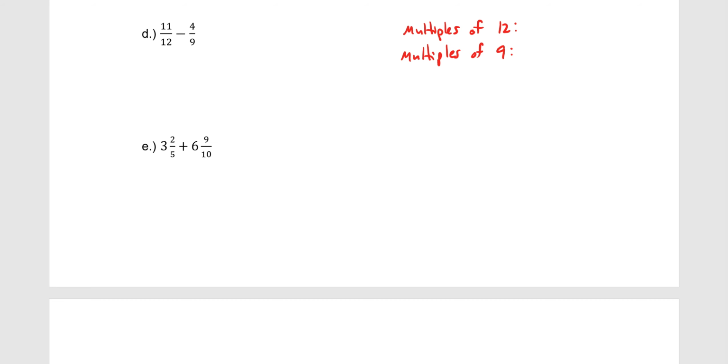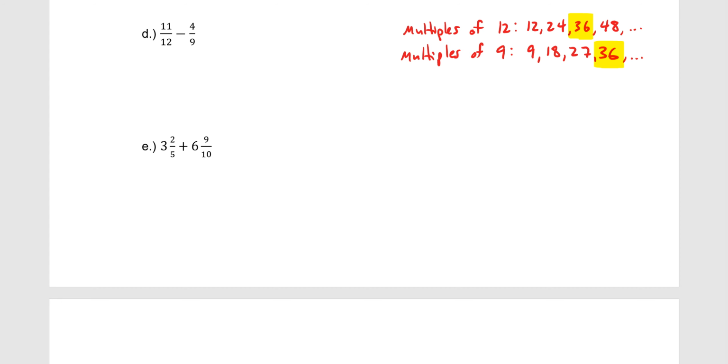So multiples of 12 are going to be 12, 24, 36, 48, and so on. And then the multiples of 9 are going to be 9, 18, 27, 36, and so on. And the smallest one they have in common ends up being that 36. So we need to rewrite both of these fractions so they have a denominator of 36.